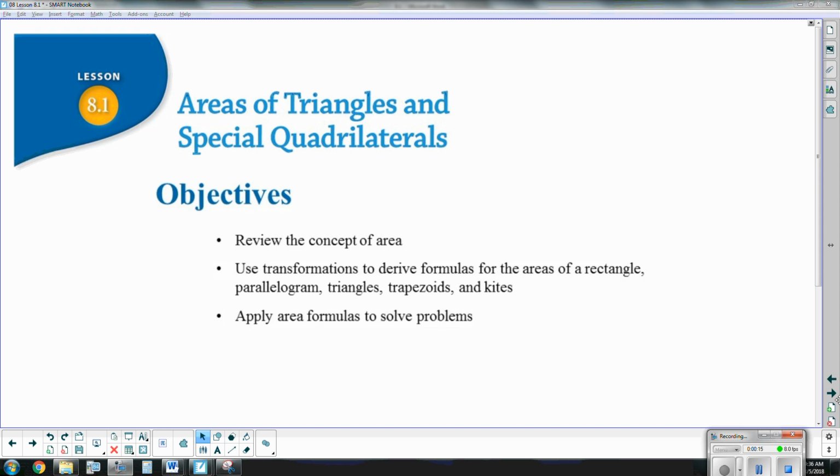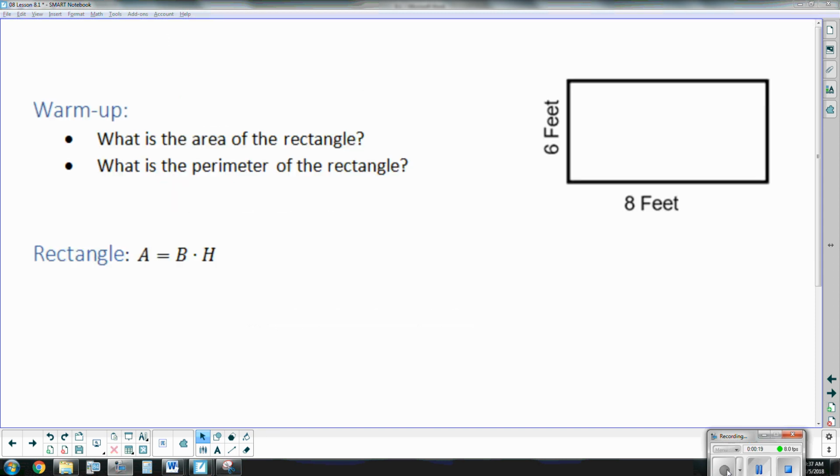The area of a rectangle should be a review for you, but we'll go over that just in our warm-up exercise. So I want you to take a look at this warm-up, and the first question is, what is the area of a rectangle? And secondly, what is the perimeter of a rectangle? So take a couple seconds to look at this figure, pause the video while you work, and answer those two questions. And then think about what the area means, and how that compares to perimeter.